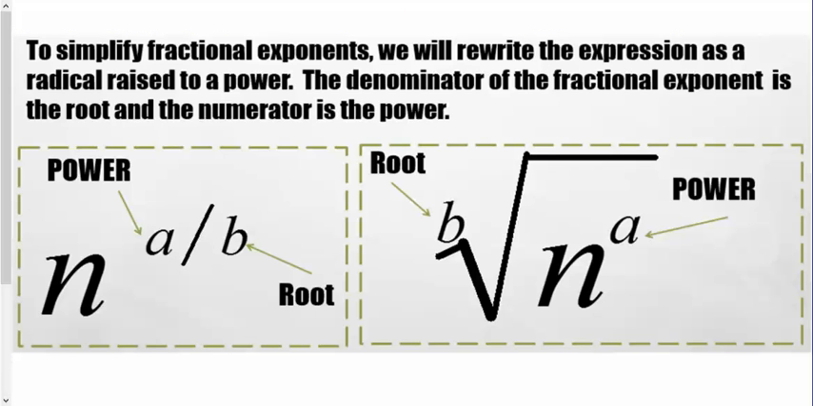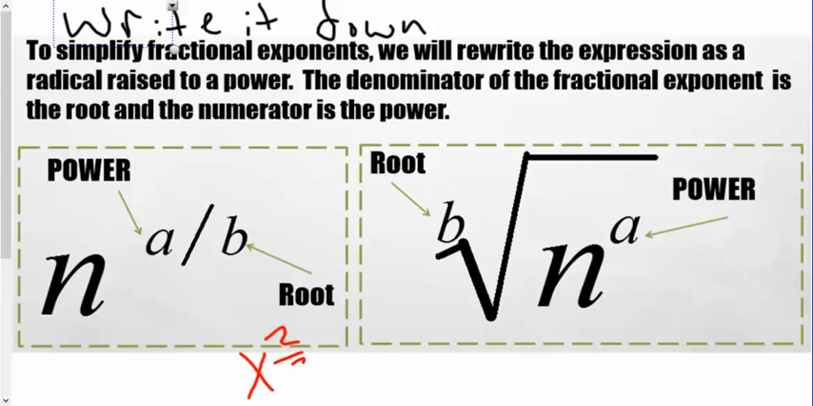Anytime we're going to be simplifying fractional exponents, we will rewrite the exponent as a radical raised to a power. And make sure you have this written down. I know I didn't include the beautiful red text to write it down, but write it down. Okay? The denominator of the fractional exponent is the root, and the numerator is the power. So you're going to see something like x to the 2/3, right? Say I had x to the 2/3. 2 would be our power, and our root would be 3. We'd be able to rewrite this as the cube root of x squared.